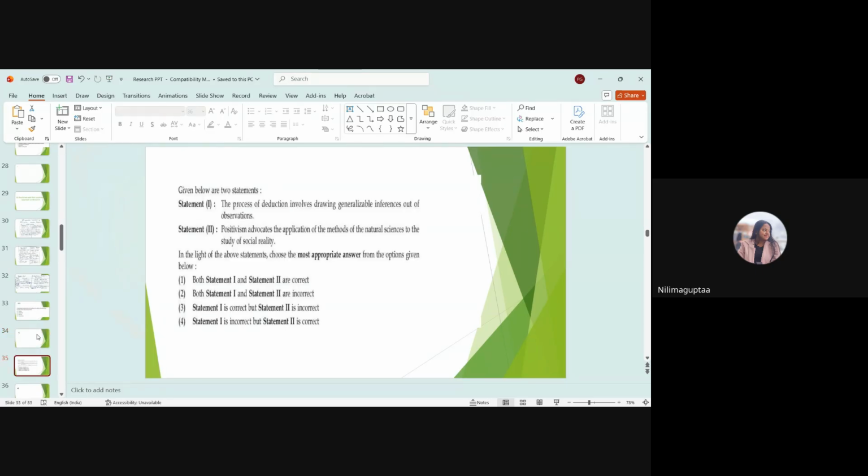One more question. There are two statements given here. First, the process of deduction involves generalizable inference out of observation. And statement two says positivism advocates the application of the methods of the natural science to the study of social reality. Again, this is a question from 2023 itself.